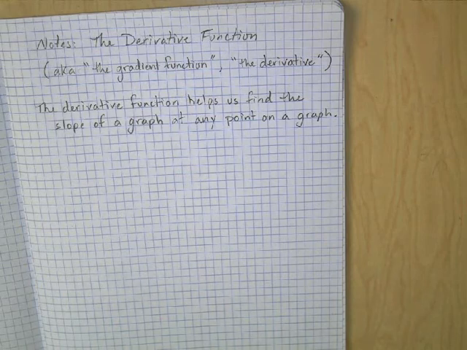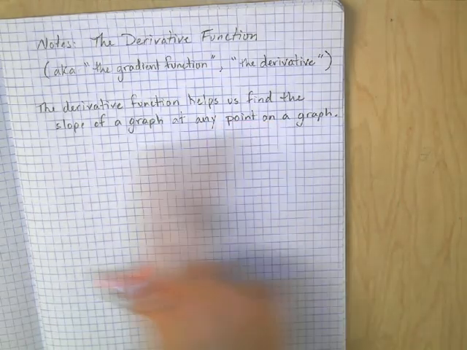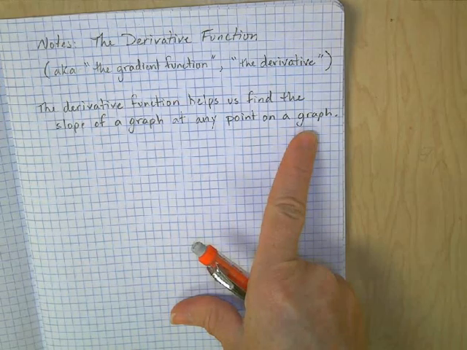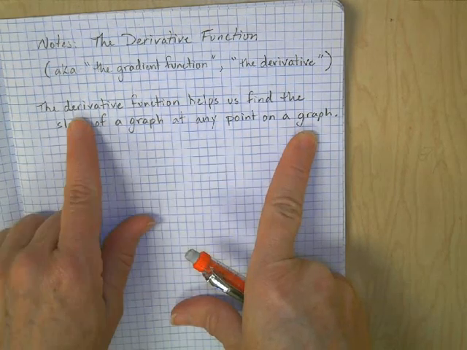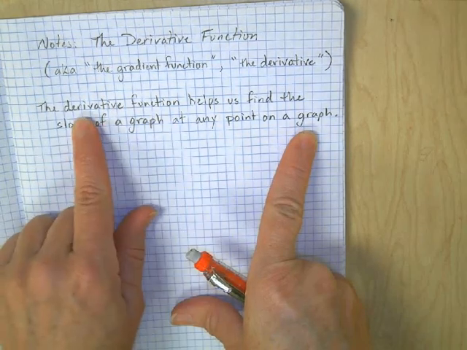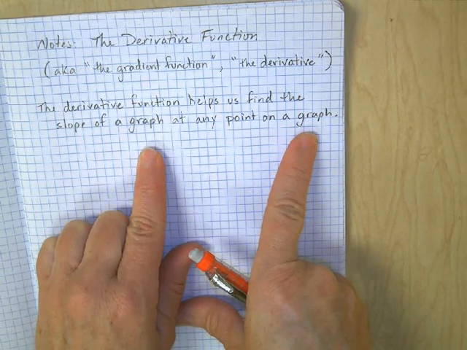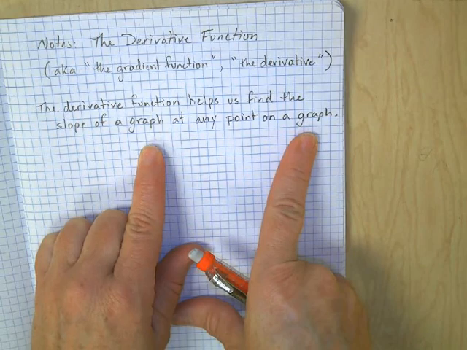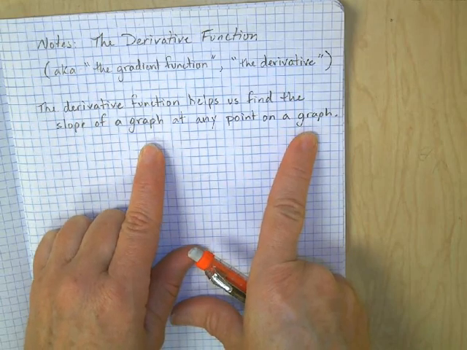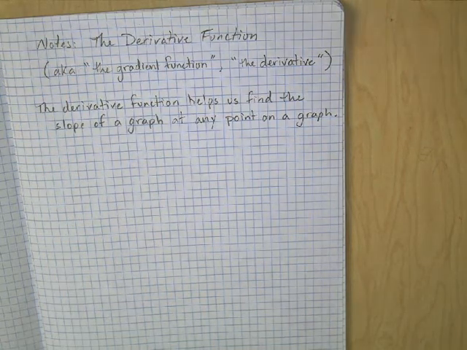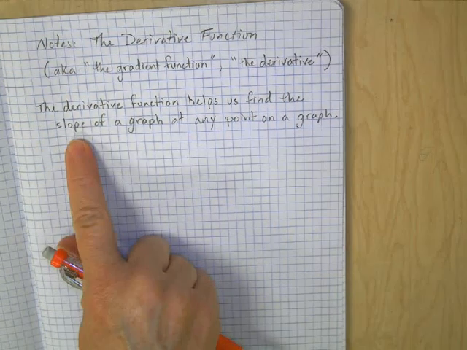All right, so the derivative function helps us find the slope of a graph at any point on a graph. So if we know the equation of the graph, we can then find the equation of the derivative function, and then that allows us to calculate the slope at any moment in time on the graph. Okay, so how did we do this? We did this by knowing that slope or gradient of a graph. We use the slope formula.